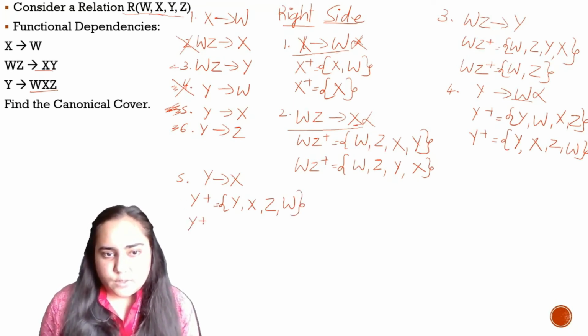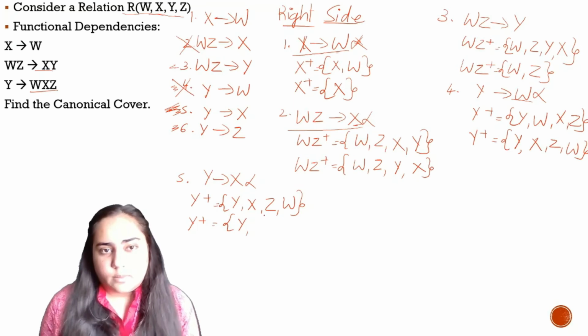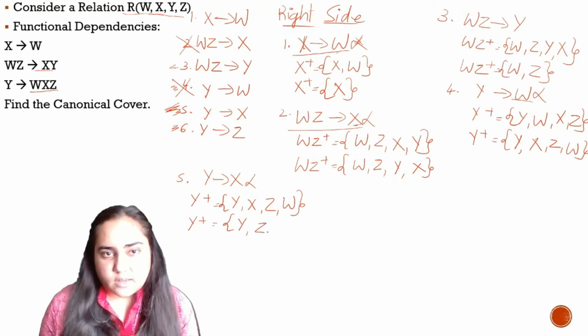Now let's calculate Y plus without using Y determines X, in which case I can add Y, and because of Y, using number 6, I can add Z, but then that's as far as it goes. I cannot add X and W. So this dependency stays, I cannot remove it.